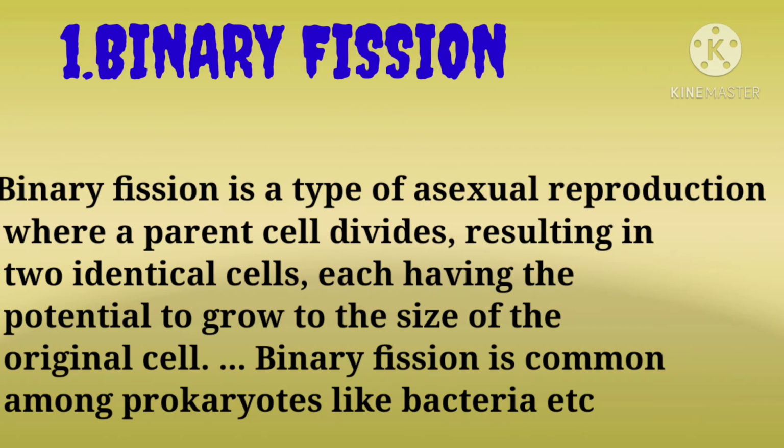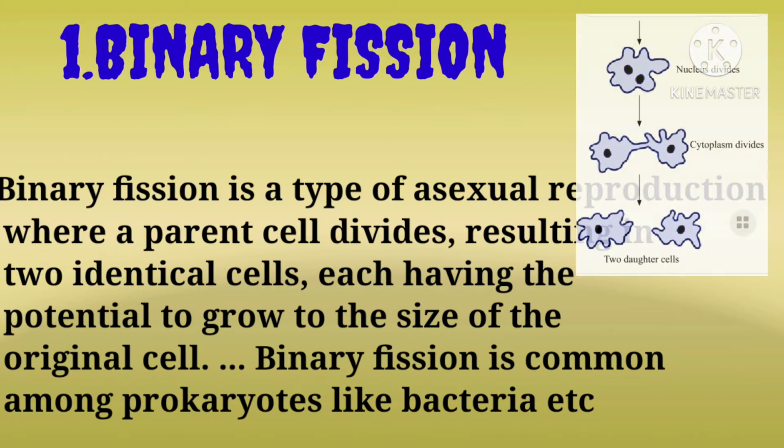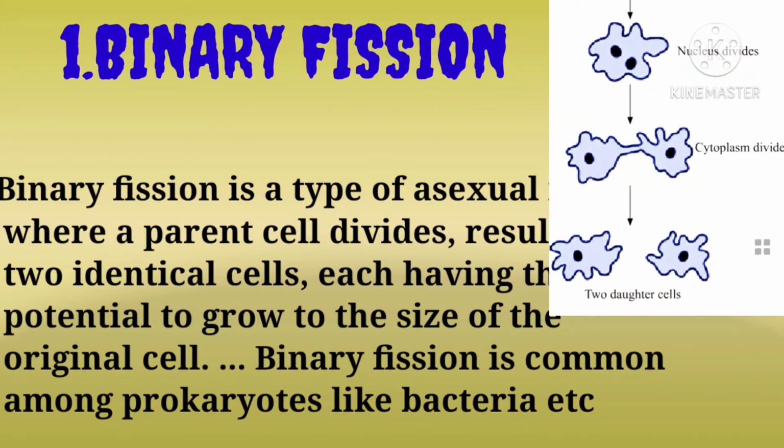So let's start first, that is binary fission. The term bi is mainly used for two, and fission means breakdown. So binary fission is a type of asexual reproduction where a parent cell divides, resulting in two identical cells, each having the potential to grow to the size of the original cell. Binary fission is common among the prokaryotes like bacteria, blue-green algae, etc.